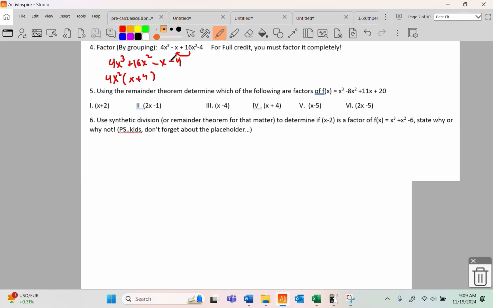Now both these pieces, the negative x and the negative 4, are divisible by negative 1. And that forces the sign change for the common factor that I seek. So the common factor is x plus 4, because it's 4, I changed colors there. The stuff left over is 4x squared minus 1. And 4x squared minus 1 is that special pattern a squared minus b squared, which is a minus b times a plus b.